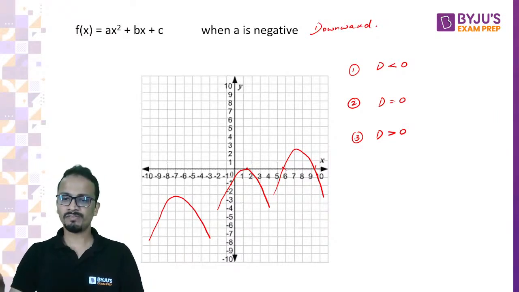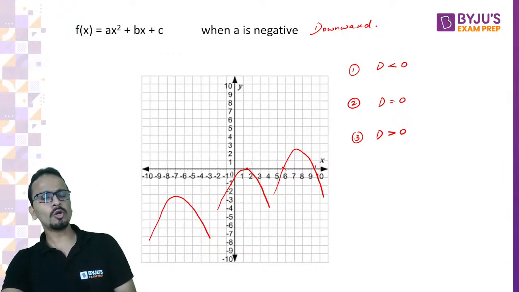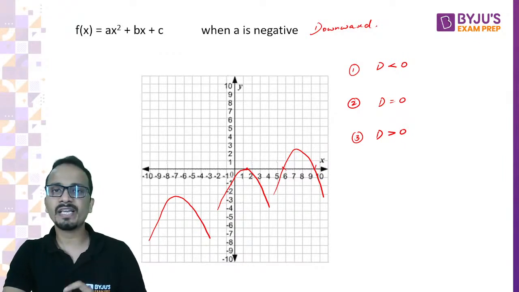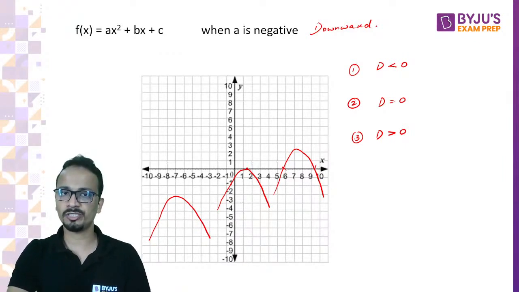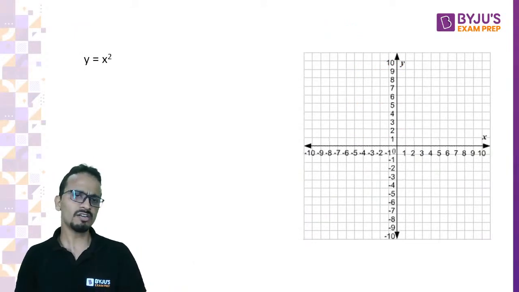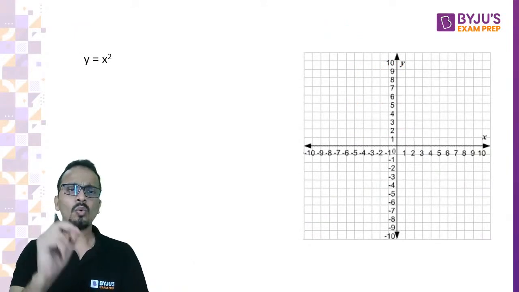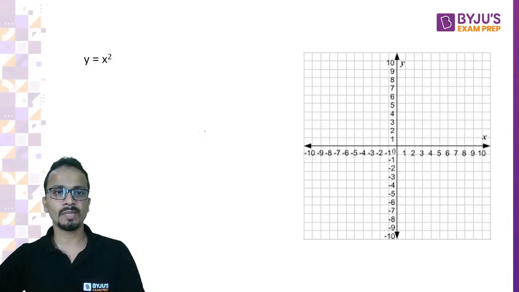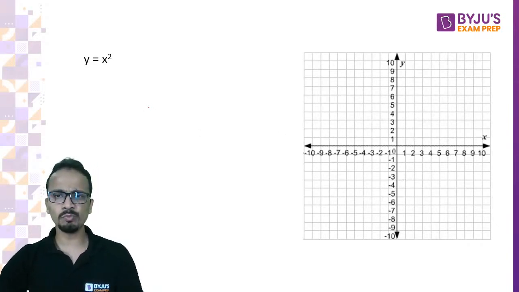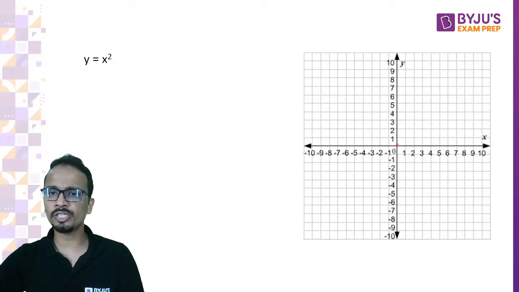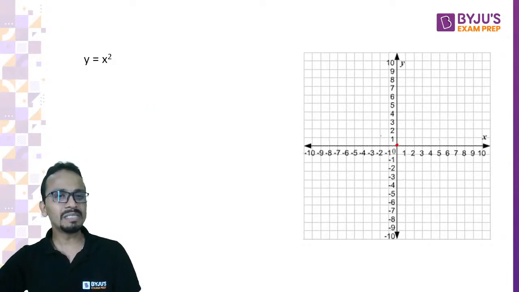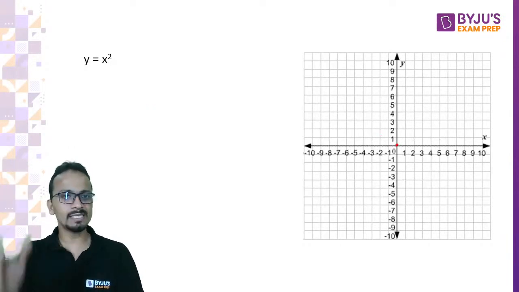Now let's look at some specific cases of quadratic expressions. A very general quadratic function we discussed in the last session as well: y equal to x square. Now y equal to x square is very simple to plot. It will pass through the origin and will be symmetrical about the y axis.